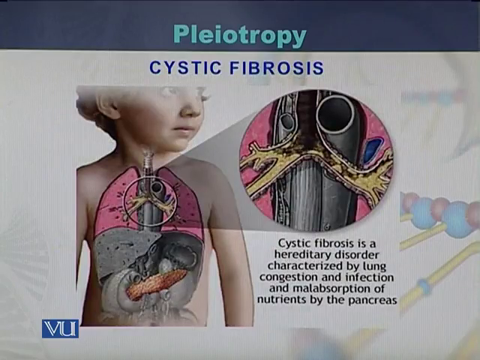On the other hand, the same gene can produce another phenotype. The name of the second phenotype is cystic fibrosis. Cystic fibrosis is a hereditary disease characterized by lung congestion as well as infection, and where the pancreas cannot absorb the nutrients. So this is the second disease, cystic fibrosis. Cystic fibrosis and sickle cell anemia are the pleiotropic effect of a single gene.